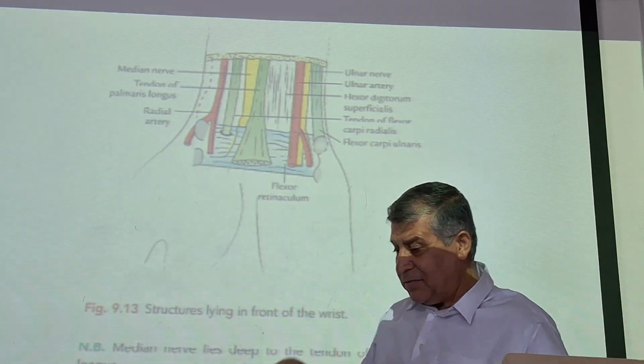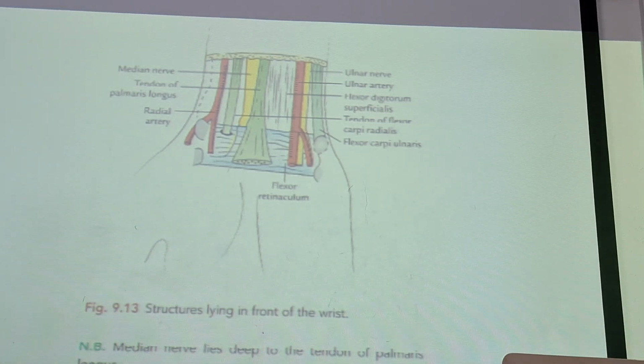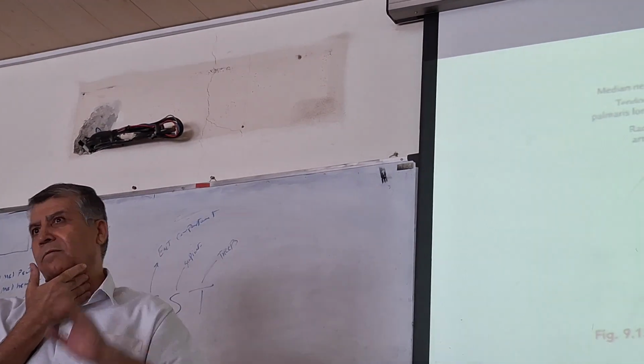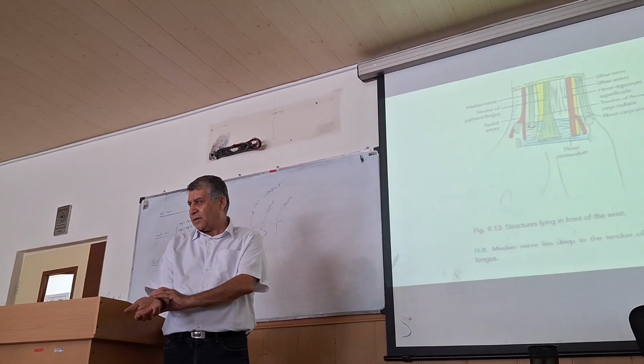This relation is very important because to feel the pulse of the radial artery, you must find it lateral to flexor carpi radialis. Okay? The ulnar artery is lateral to flexor carpi ulnaris. Why are these pulsations important? Well, I can use the carotid, but we use radial and ulnar.